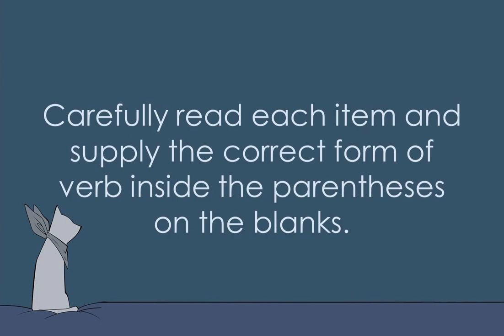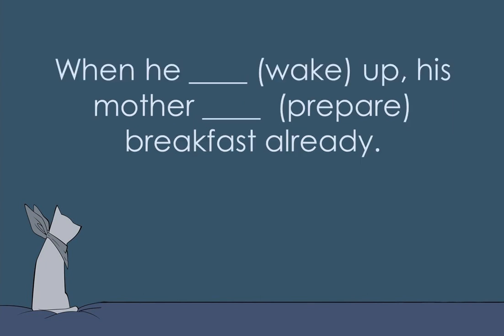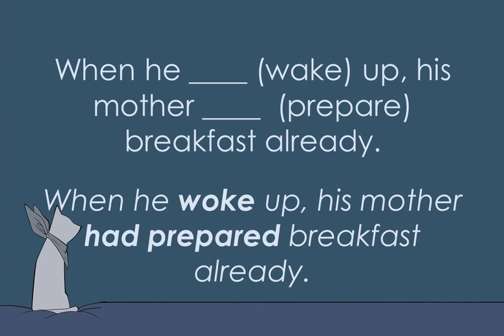Let's try answering some exercises. Carefully read each item and supply the correct form of the verb inside the parentheses on the blanks. 1. When he wake up, his mother prepare breakfast already. Let's analyze the sentence. Because of the word already, we know that the first thing that happened is the word prepare. Therefore, prepare should have the past perfect tense of the verb and the wake should have the past tense of the verb. The sentence should be, when he woke up, his mother had prepared breakfast already.